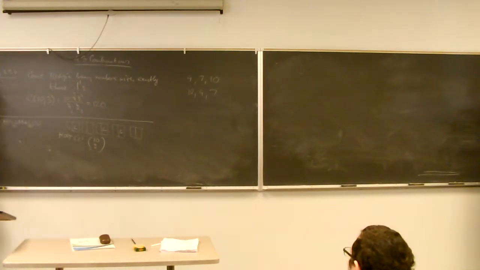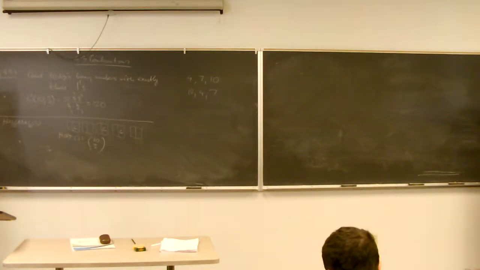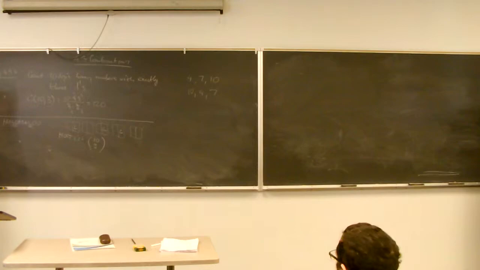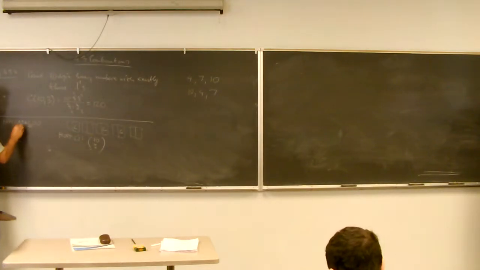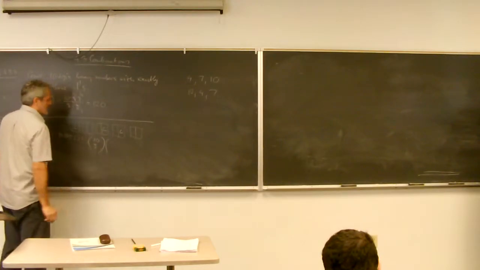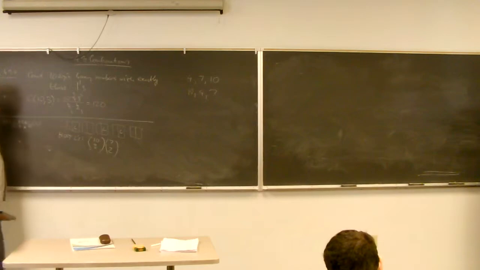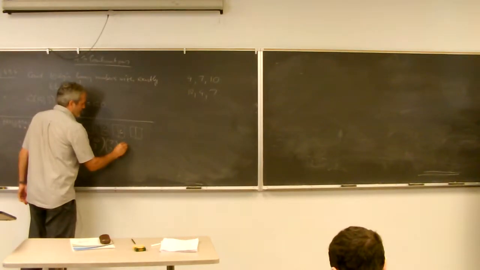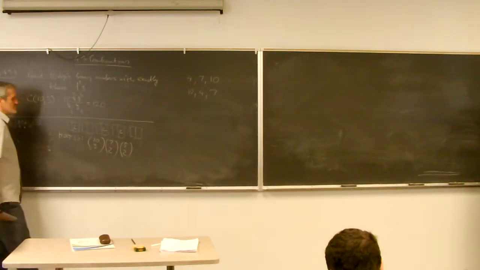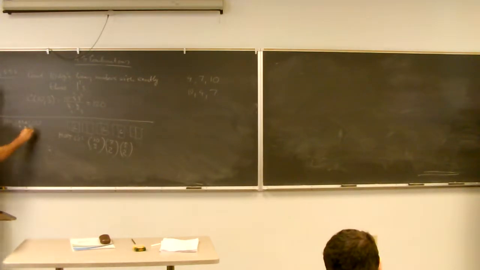What do you want to do next? How many spots are left? 7. And on those 7, you want to choose, is there anyone else who's repeated? A's and O's. So for A's, I need to choose, there are 7 left, I need to choose 2. Now there are 5 left. I need to choose 2 to host my O's.